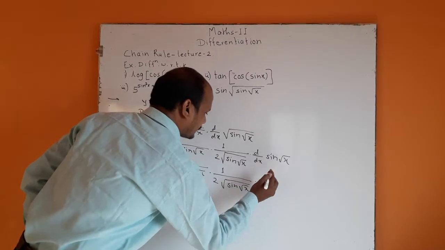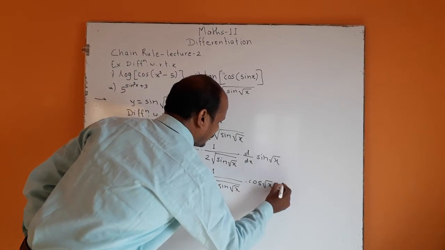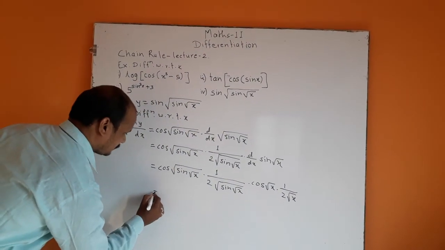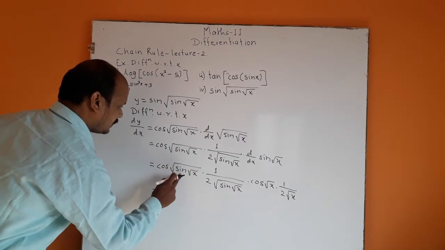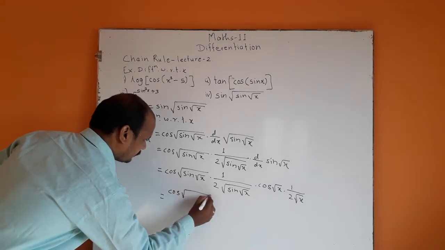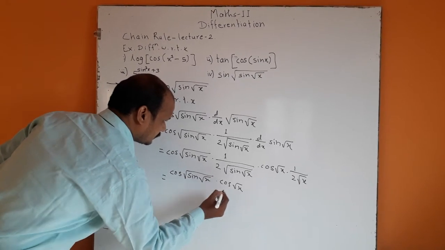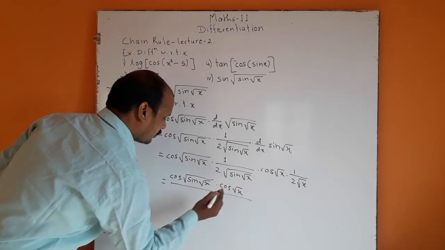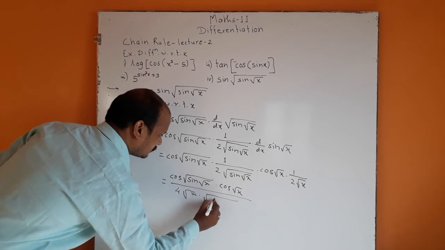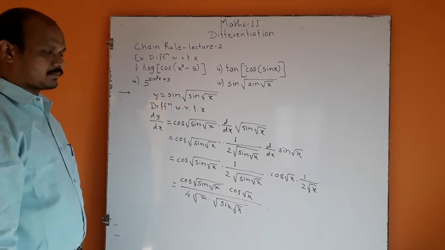Therefore derivative of sin of root x is cos of root x into d by dx of root x, that is 1 upon 2 root x. So the answer is cos of root x into cos of root sin of root x into cos of root x, 2 into 2, 4 root x into root sin of root x. This is the required answer. Okay, thank you.